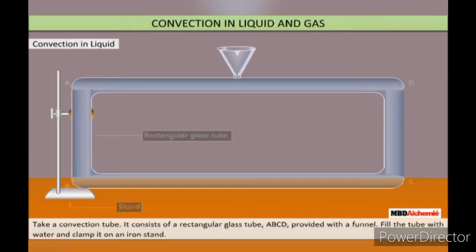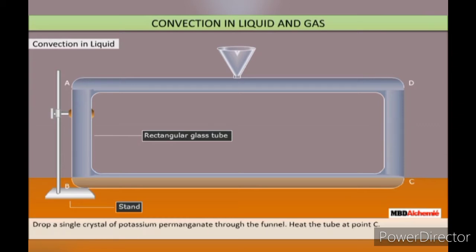Take a convection tube. It consists of a rectangular glass tube, ABCD, provided with a funnel. Fill the tube with water and clamp it in an iron stand. Drop a single crystal of potassium permanganate through the funnel. Heat the tube at point C.